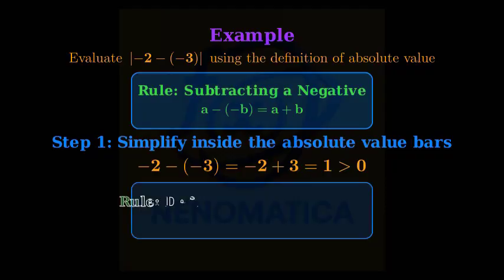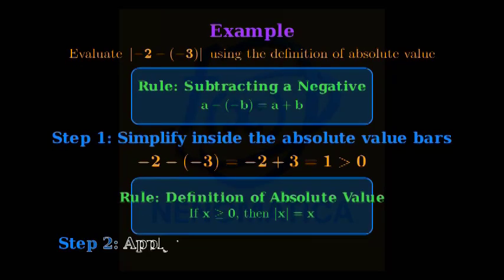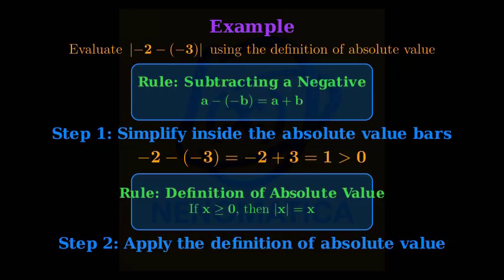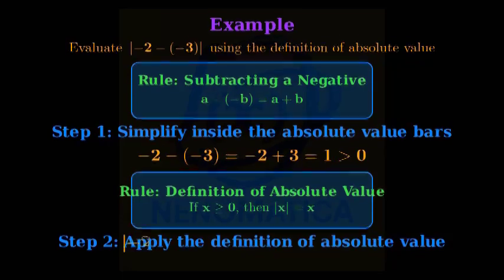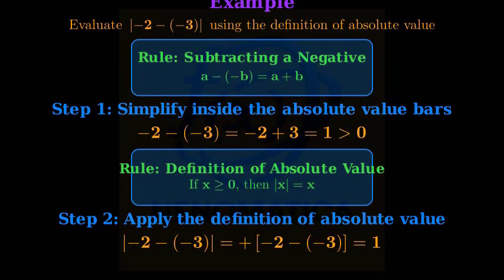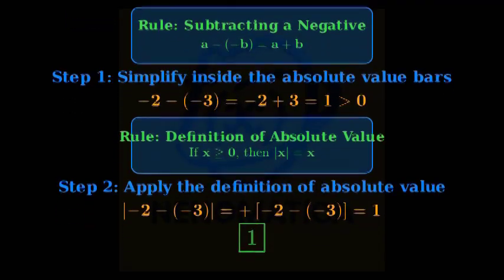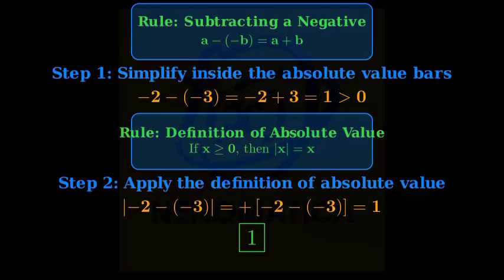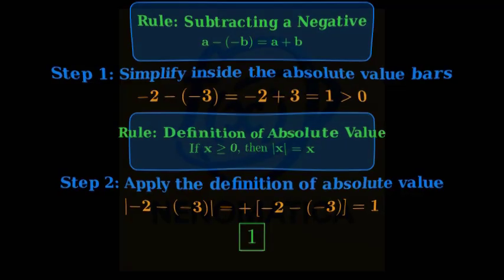Step 2. Apply the definition of absolute value. If x is greater than or equal to 0, then the absolute value of x equals x itself. Since the inside evaluated to 1, which is positive, we write the absolute value of negative 2 minus negative 3 equals plus bracket negative 2 minus negative 3 bracket equals 1. Final answer, 1. We follow the exact two-step structure. Simplify inside first, then apply the absolute value definition.